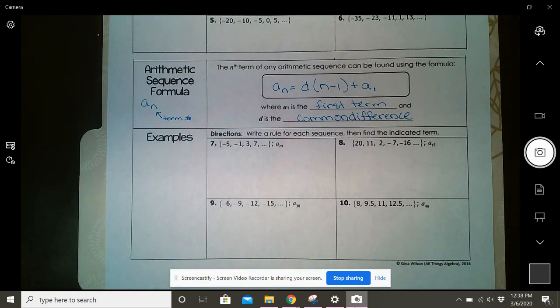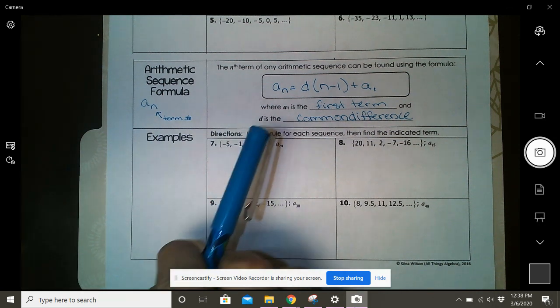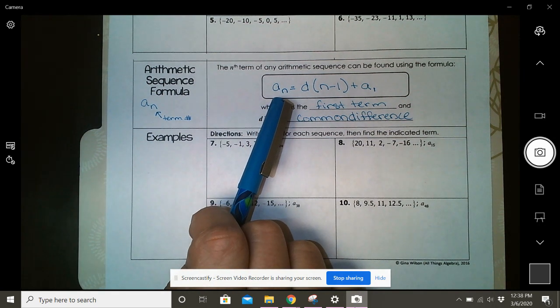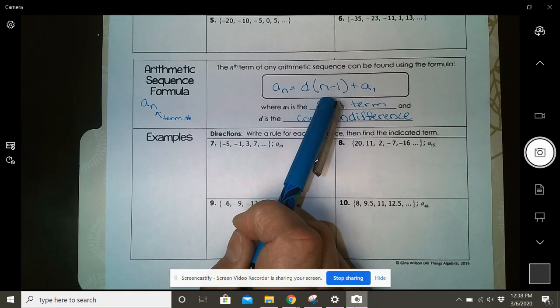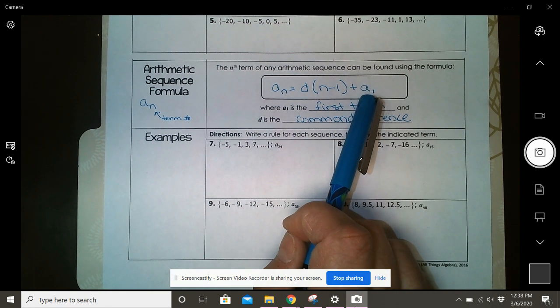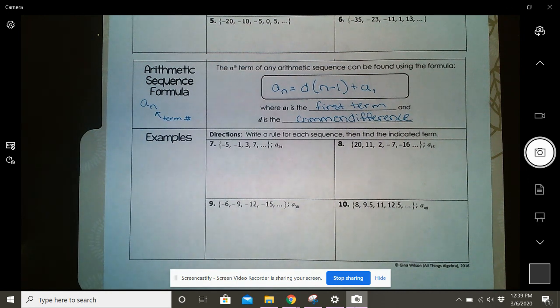This formula says a sub n is equal to d, which is the common difference, times n minus 1 plus a sub 1, which is the first term. So be very careful when you write that down. Again, that's a sub n, so this is any term that we're looking for, is equal to d, which is the common difference, times n minus 1 plus a sub 1, which is the first term.